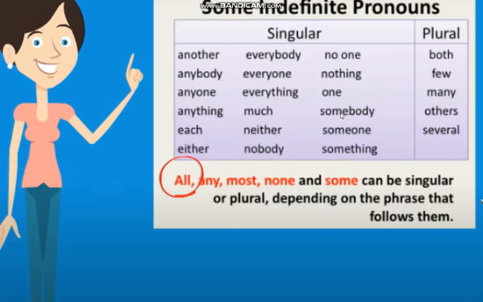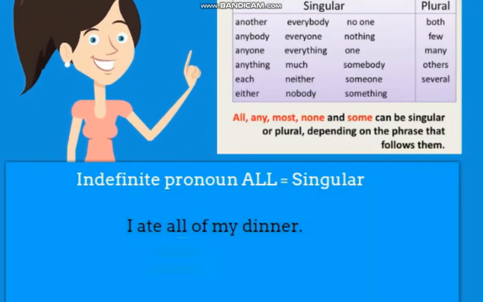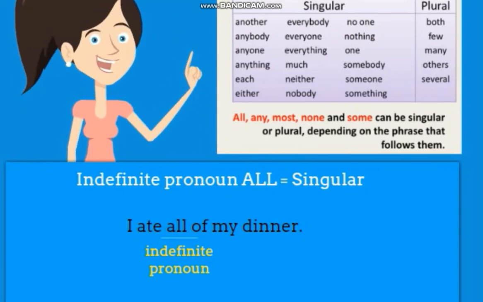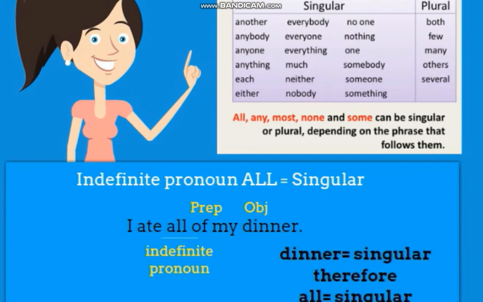Look, students, here all, any, most, none, and some are such indefinite pronouns which can be used for both singular and plural. I ate all of my dinner. All is my indefinite pronoun, and if I want to know if all is singular or plural, I need to look at the object of the preposition in the phrase that follows. Dinner is singular, therefore making the indefinite pronoun all singular.